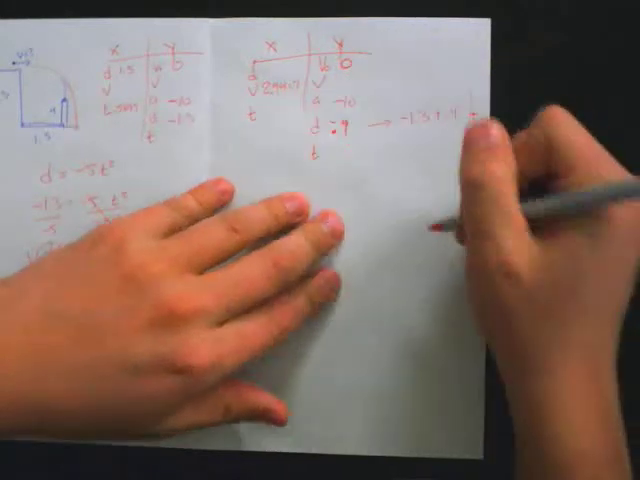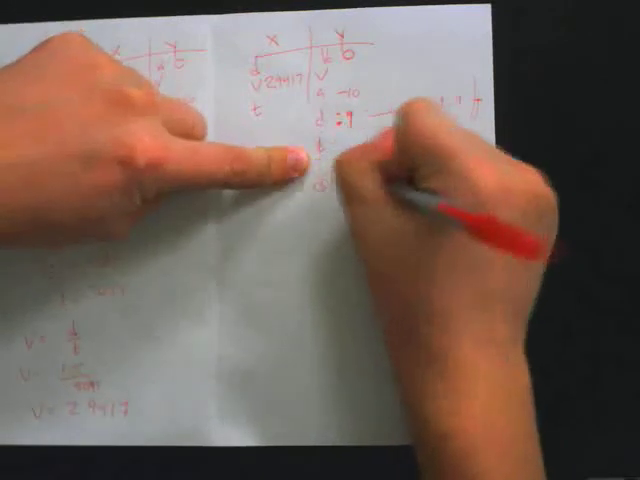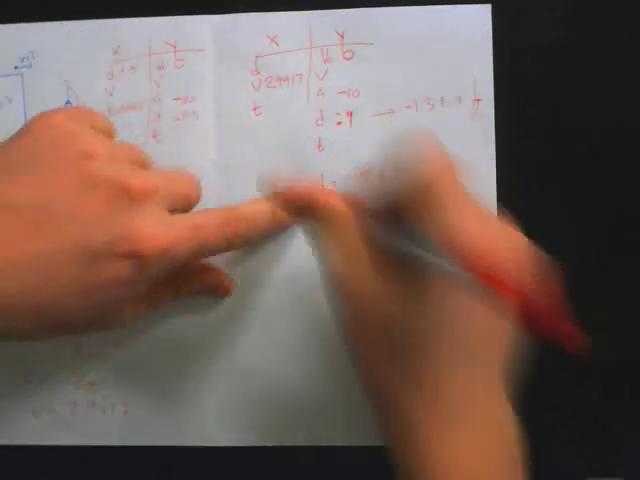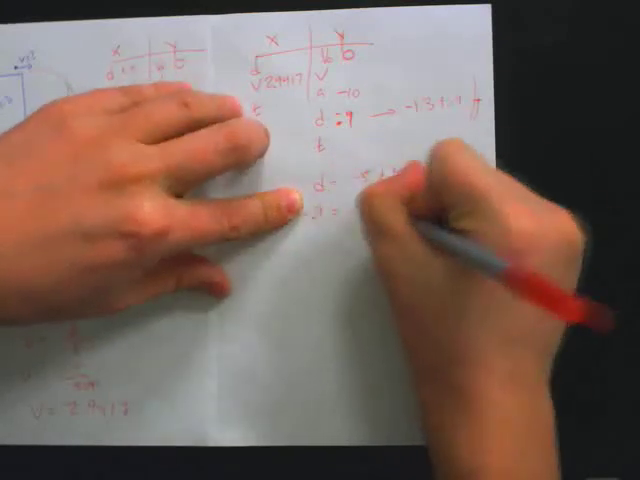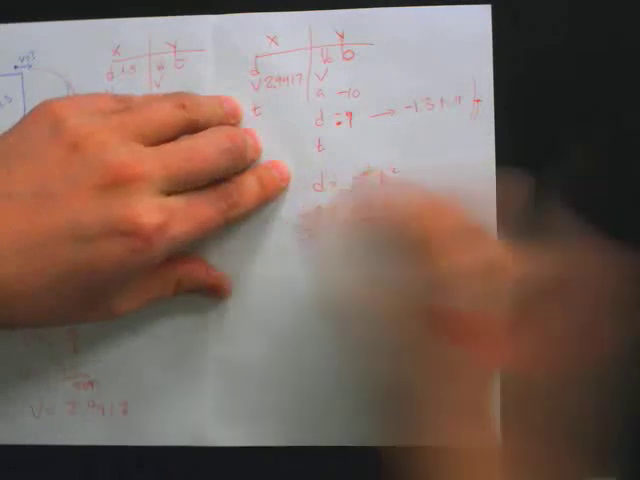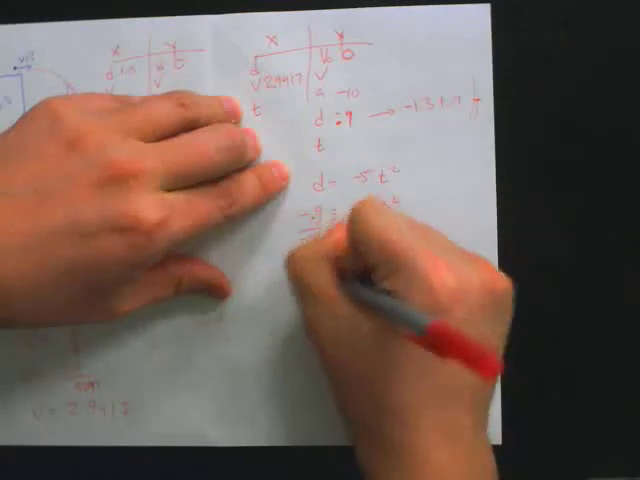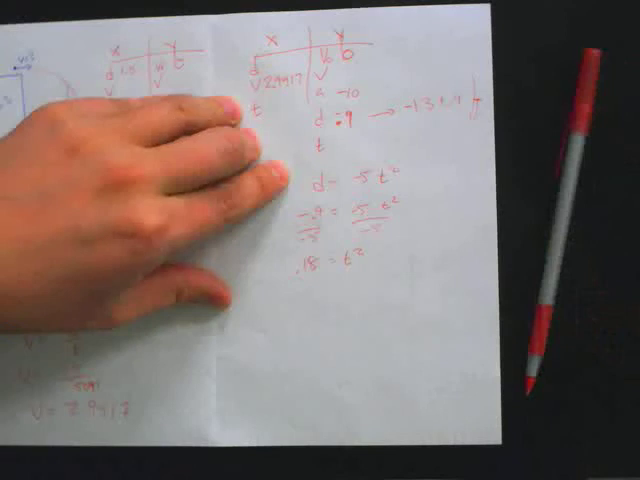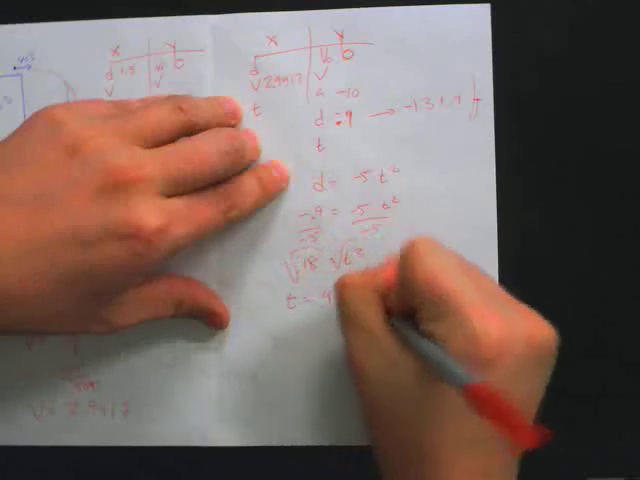So same thing, we're going to solve for t first. So d equals -5t squared. So our d, -0.9, equals -5 times t squared. So divide both sides by -5 again. So we get -0.9 divided by -5, 0.18 equals t squared. Square root both sides of the equation, and we get that t equals 0.42426.